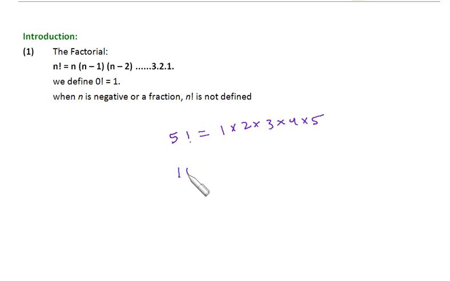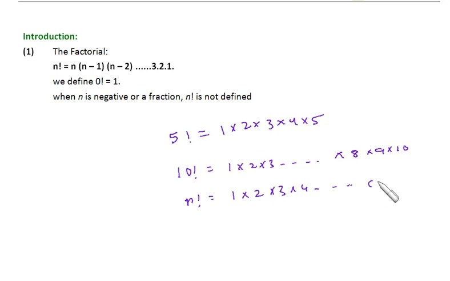Similarly, 10 factorial is 1 into 2 into 3 and the product till 10, right? So what is n factorial? It's 1 into 2 into 3 into 4 till n, right? So the product of the first n numbers is actually n factorial. The product of the first 5 numbers, I'm telling numbers over here as natural numbers, or we can say positive integers, right? So the product of the first 5 numbers will be 5 factorial, right?